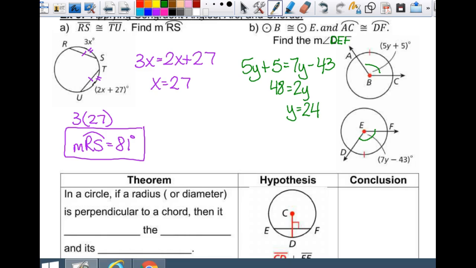Okay. And I don't want y, I want the measure of the angles, so I've got to do 7 times 24 minus 43. So we're going to make 24 25. You got 7 quarters. How much money do you have? 175. But I didn't want 25 of them, so once I get my 175, I got to take 7 away. So it gives me 168 minus 43. So the measure of angle DEF is equal to 125.